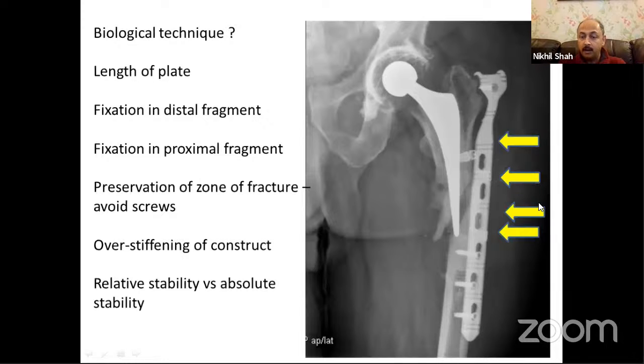Is the technique biological? Not quite, because the fracture zone has been completely violated. Is the length of the plate appropriate? I think it's quite a short plate. There's not enough fixation in the distal fragment. There's not enough fixation in the proximal fragment.